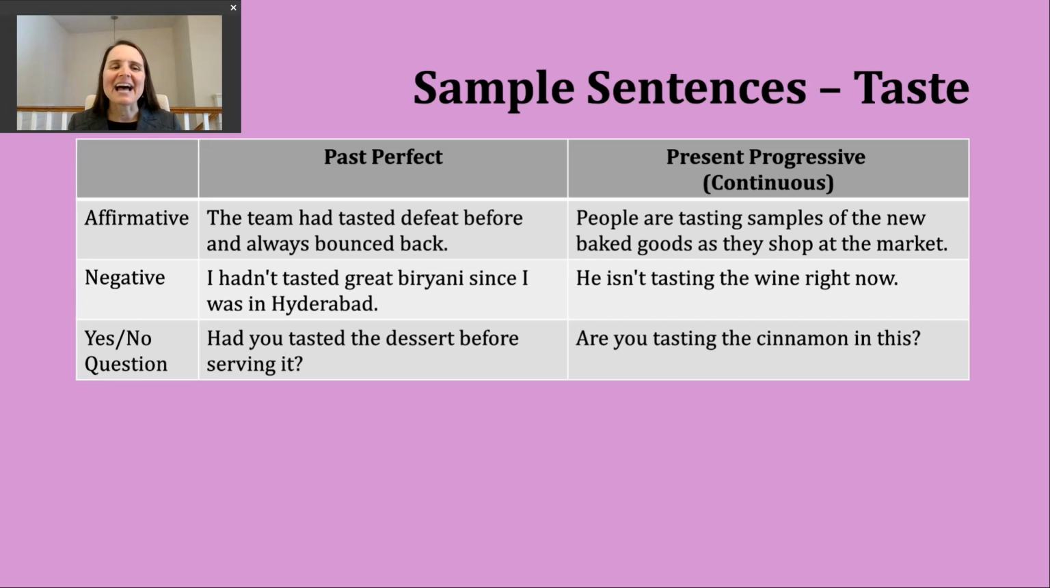Now let's take a look at a yes or no question. To do this in the past perfect, I start with had, then I have my subject, and then I have that participle form of the verb. Here's another example. Had you tasted the dessert before serving it?